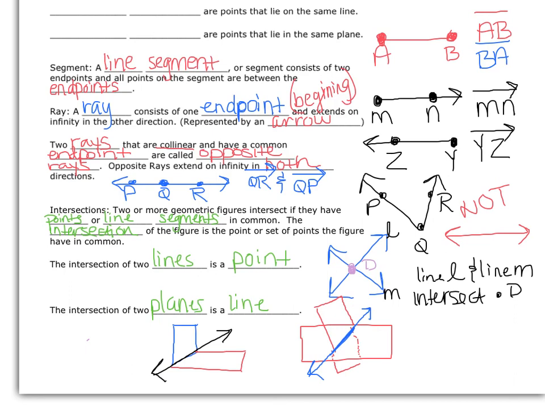So let's name some of these things here. This could be plane R, and we can name this L, and let's say line A. So plane R and plane L are going to intersect at, running out of room, line A.